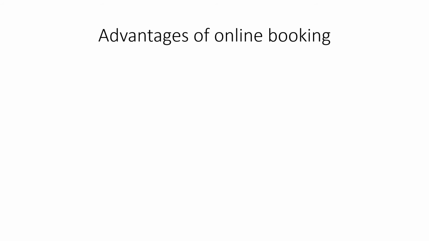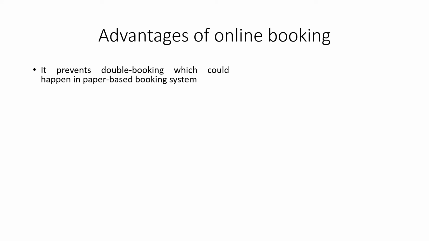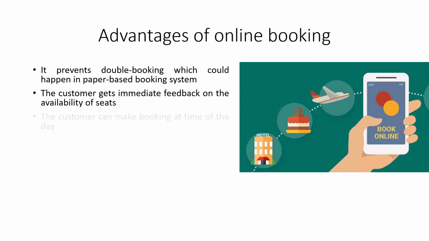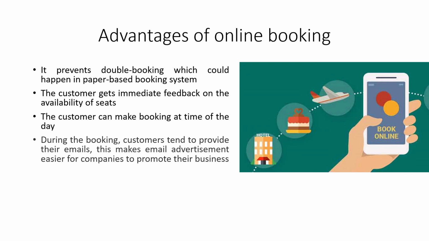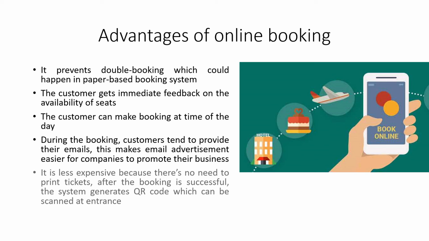Advantages of online booking over manual booking: it prevents double booking, which could happen in a paper-based booking system. The customer gets immediate feedback on the availability of seats. The customer can make a booking at any time of the day because it's online. During the booking, customers tend to provide their emails. This makes email advertisement easier for companies to promote their business. And it is less expensive because there's no need to print tickets. After the booking is successful, the system generates a QR code, which can be scanned at the entrance.